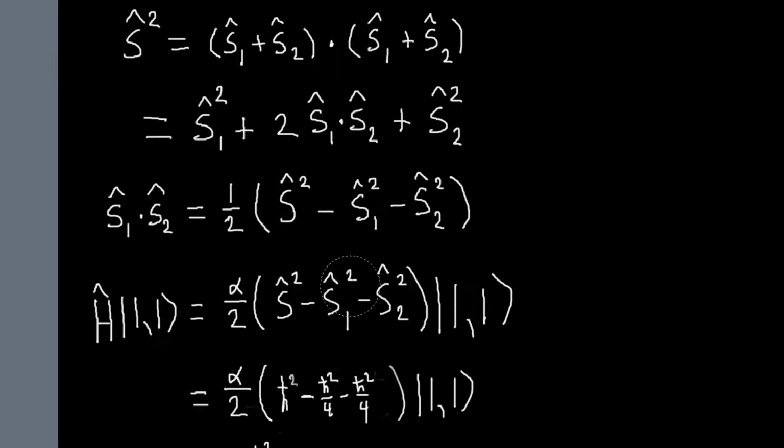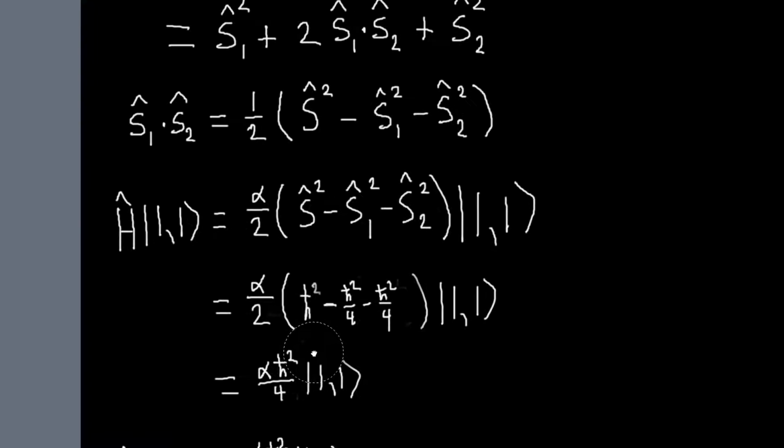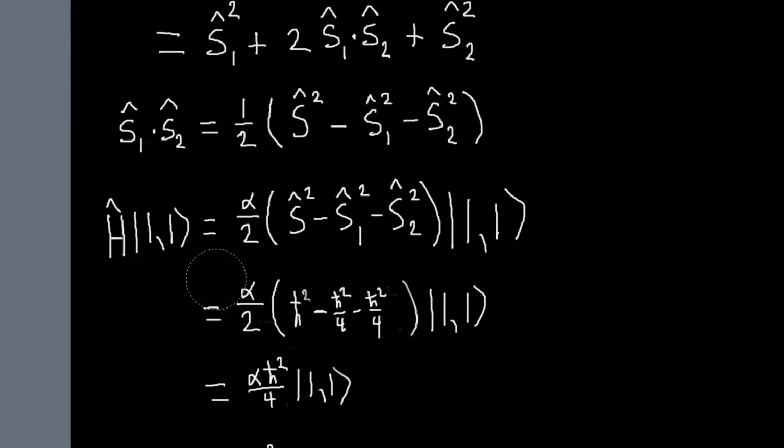And we're dealing with two spin 1/2 particles, so S1 is just going to be h bar over 2, and S2 is also h bar over 2. So S1 squared and S2 squared are just going to be h bar squared over 4. And if you calculate that out, what you get is this. So we see that this state is an eigenvector of this Hamiltonian with eigenvalue alpha h bar squared over 4. And this is exactly what we found last time when we did it with all the matrix stuff. So far everything is consistent.